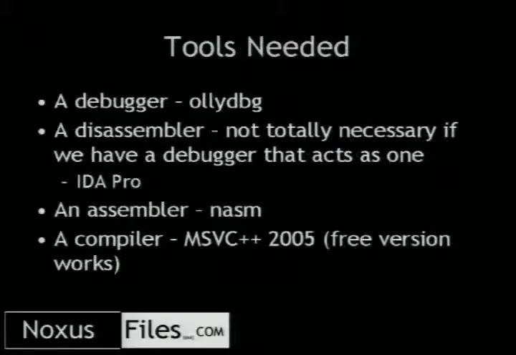So the tools needed to do this. Basically, you need a debugger. OllyDbg is my choice. Many people prefer WinDbg. That's fine. A disassembler, not totally necessary if you have a debugger, but IDA Pro is a good choice for this. And an assembler. I prefer NASM, and that's what the Metasploit payload development kit uses, so why not. And you're going to need a compiler also. I chose Microsoft Visual Studio C++ 2005, and the Express version works, and it's free. So you can go home and compile my code and run it, if it works on your system, and I'll cover that later.